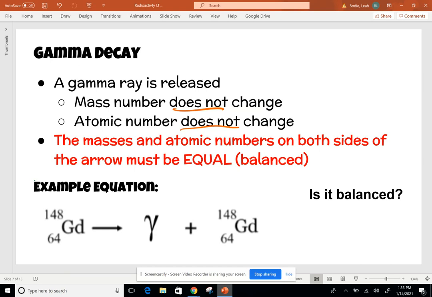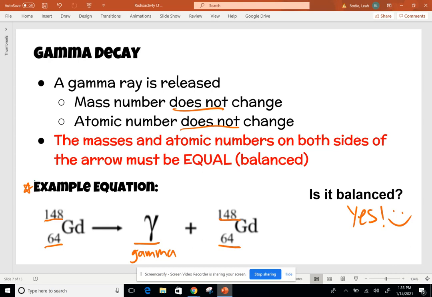So we have our example equation down here. We have Gd, that stands for gadolinium. So we have gadolinium 148, and it's about to undergo gamma decay. Remember, that's our symbol for gamma. And so our mass number doesn't change, and we can see that here. We have 148 and 148. And again, our atomic number should not change. We have 64 and 64. So everything is balanced here.